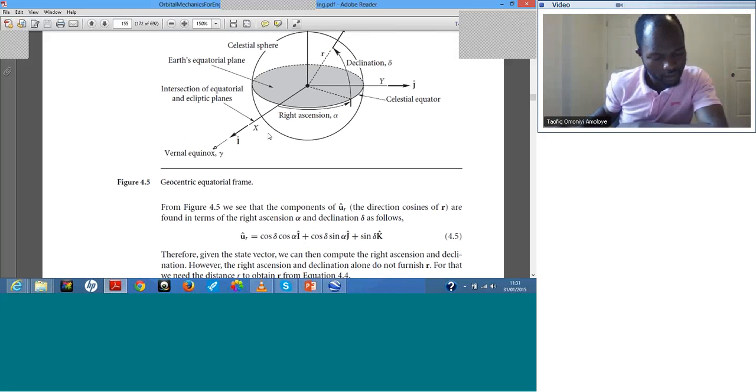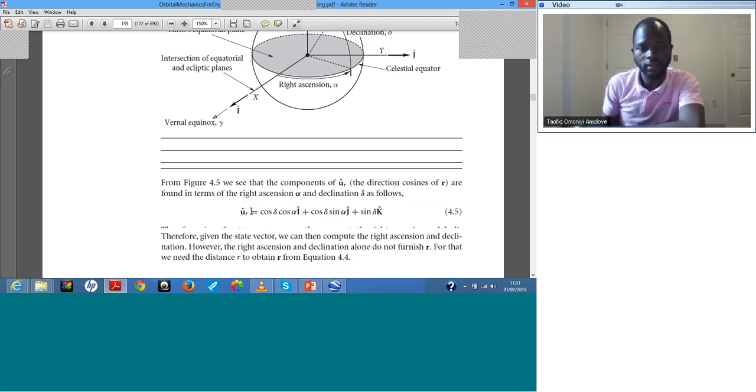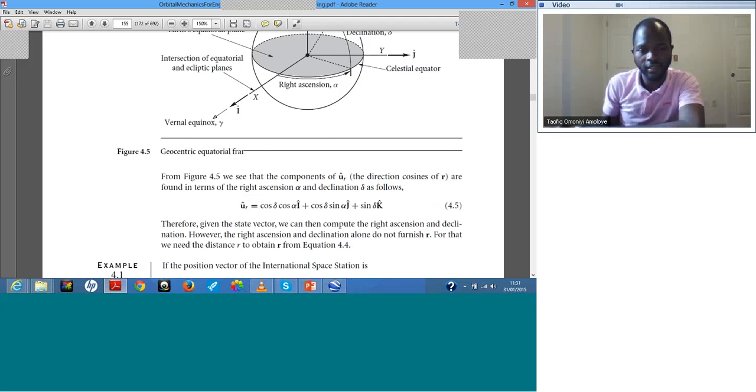Then, since cos delta cannot also be negative, I'll just advise you to go and read the rest of this portion in the later version, because I'm really running out of time here.